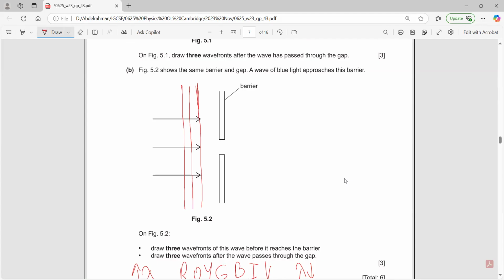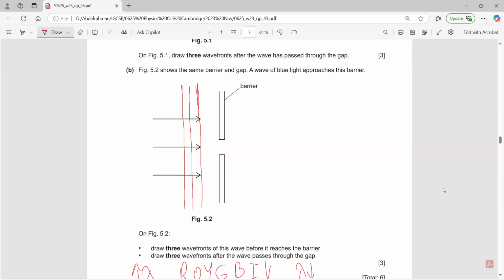And then as they pass through the barrier, what happens? You'd say that the diffraction would be less. Why? Because as you decrease the wavelength, the diffraction decreases. Technically, when you're drawing it, you will draw again three semicircular waves with almost the same bending.